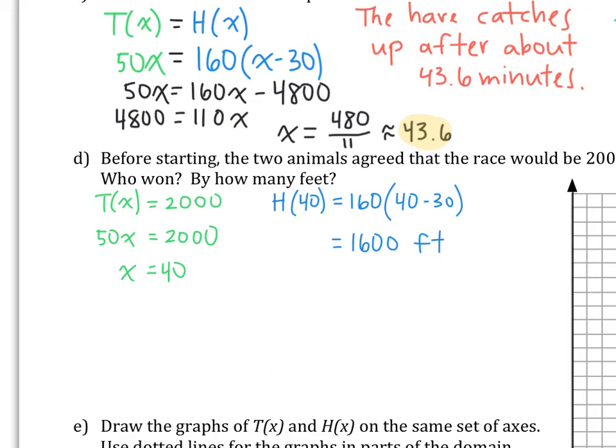finished the race. So who won? We can go ahead and say the tortoise won. Way to go. By how many feet? Well, the tortoise finished at 2,000 feet and the hare was only at 1,600 feet. So the tortoise won by 400 feet.